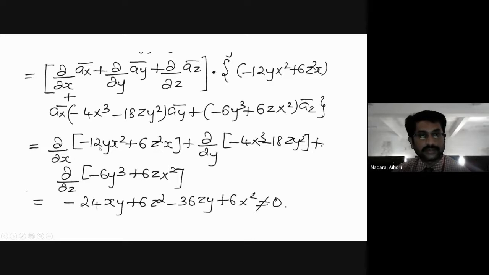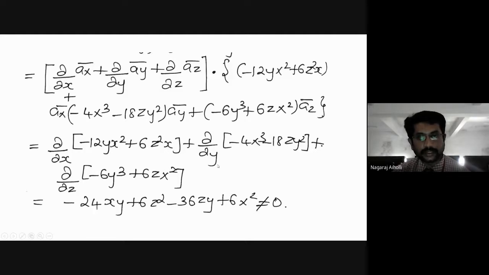Now differentiate this with respect to x. Dou by dou x of minus 12yx square plus 6z square x, plus dou by dou y of minus 4x cube minus 18zy square, plus dou by dou z of minus 6y cube plus 6zx square. If we differentiate the first term with respect to x, what is the answer? Differentiation of x square is n into x raised to n minus 1. That is minus 24yx, plus 6z square, since x differentiates to 1 and 6z square is constant.